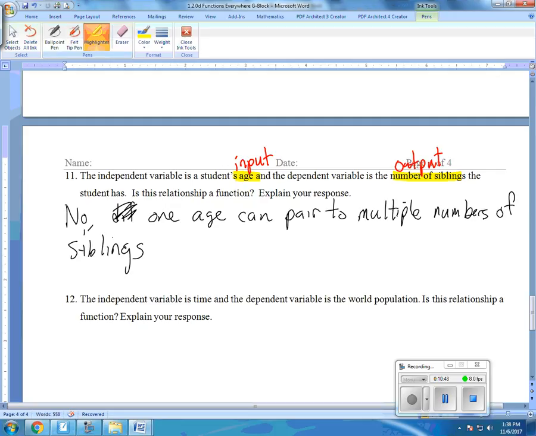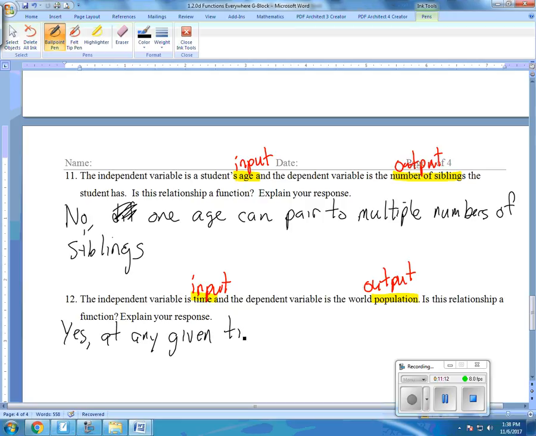And number 12, time is the independent variable. The population is the dependent variable. Is this relationship a function? Does each point in time, does each input get paired with just one population? And the answer for this would be yes. At any given time, at any single time in history, the world will only have one population.